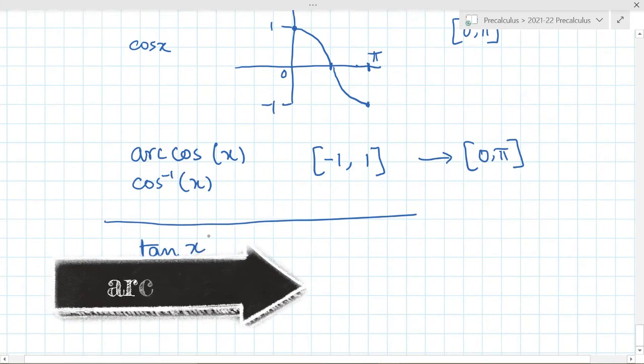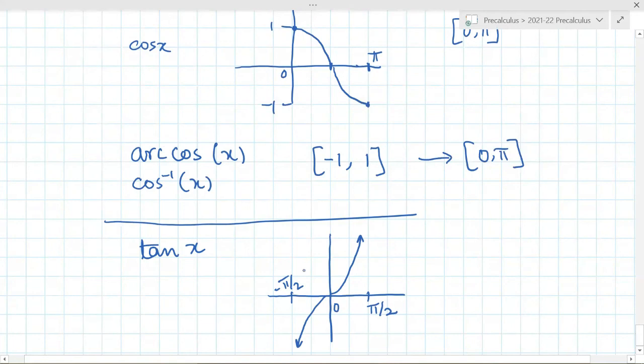For tan x, what should be the restricted domain? See, the whole period is pi. And if I go anywhere else, then the values will repeat, right? Because it starts again here. So if I cross it, then I will have a failure of the horizontal line test, right? So it goes from negative infinity here to positive infinity.